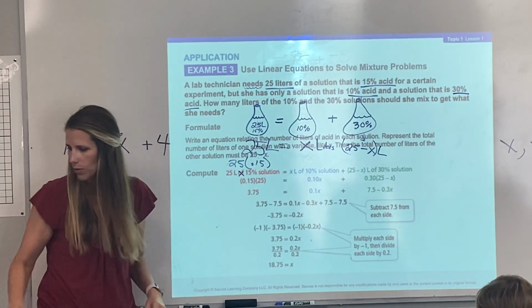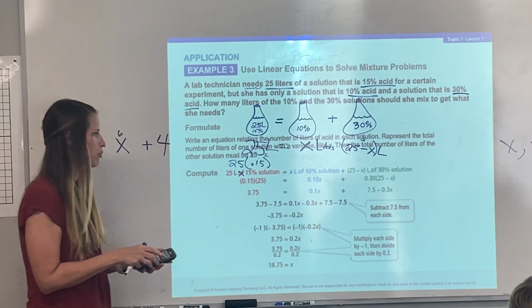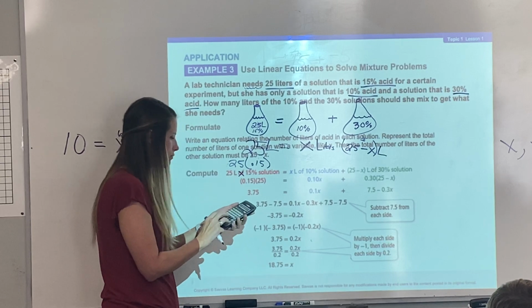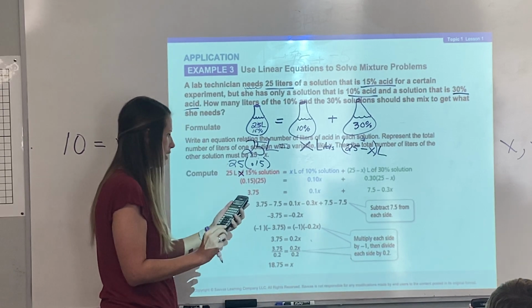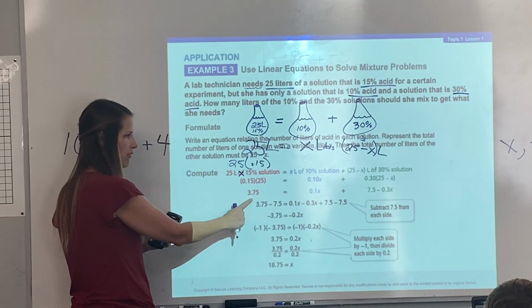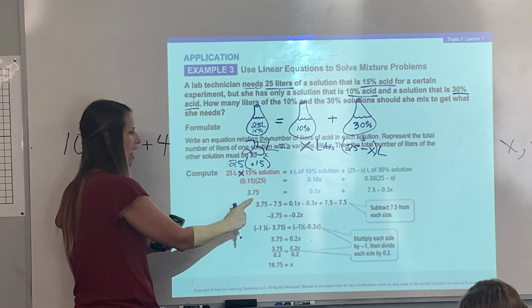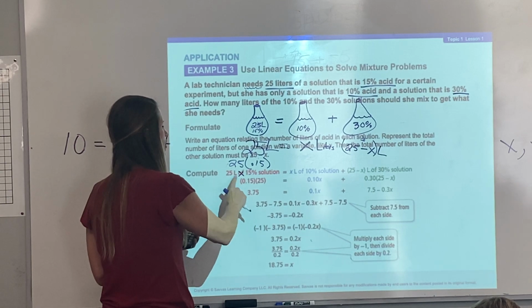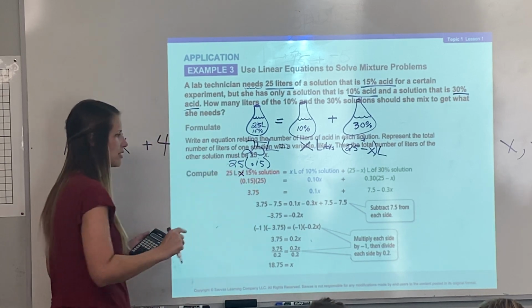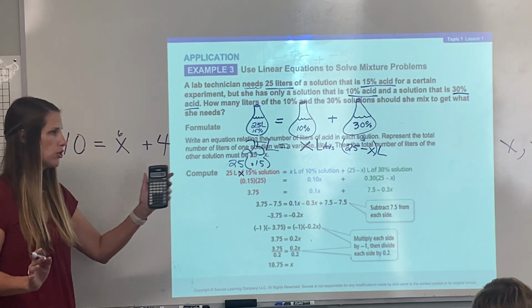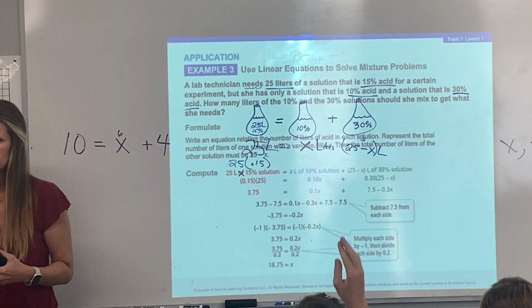Now, here's where we use our trusty little calculators and give our brains a break. We type in 0.15 times 25, and we get 3.75. So that is going to represent the 25 liters of 15% solution. We simplified that part. One part down, 2 to go, okay?